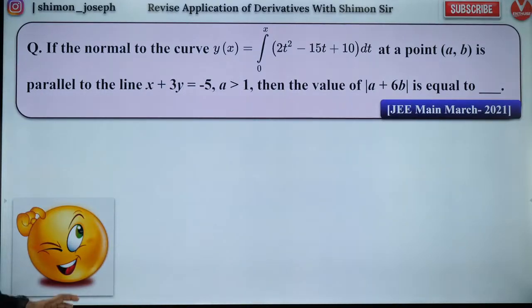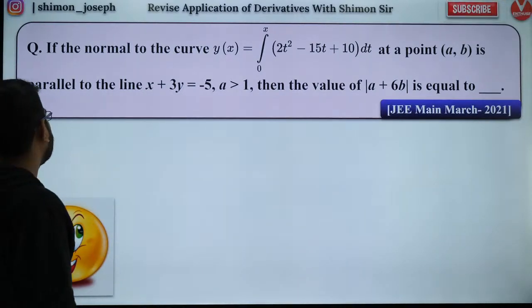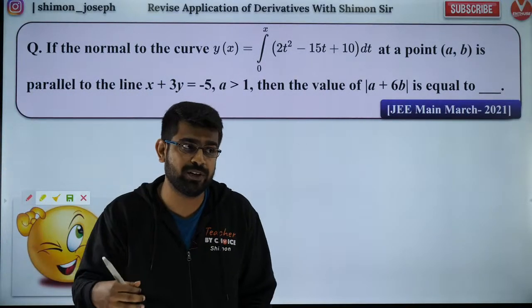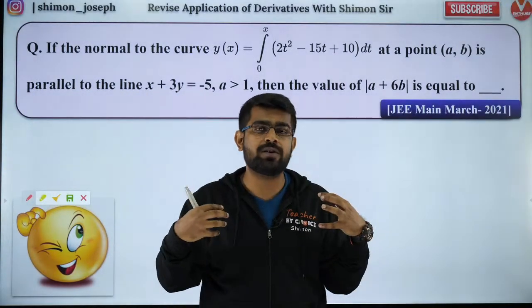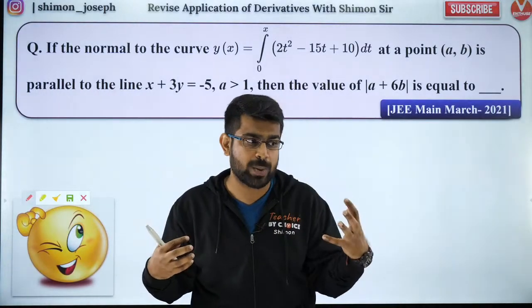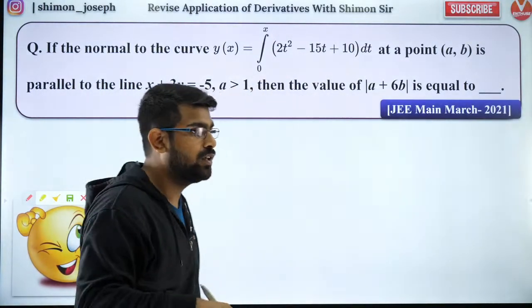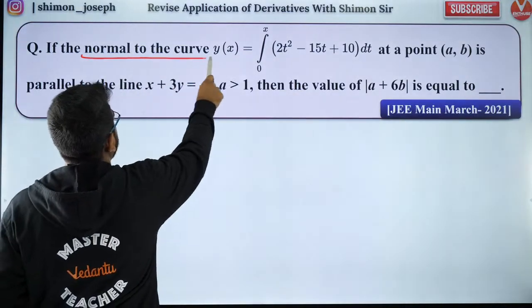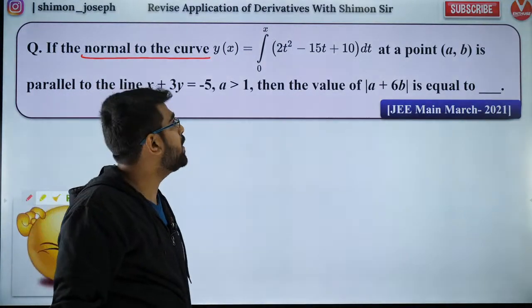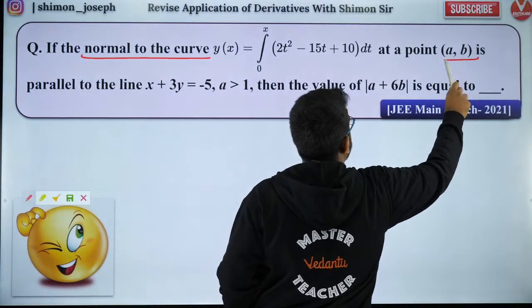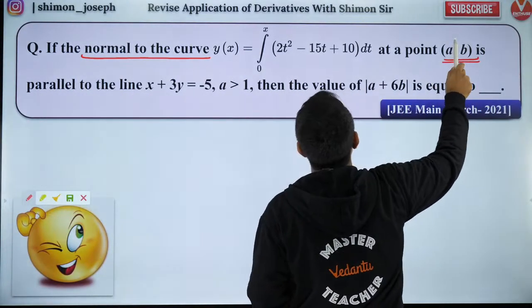Okay, so how do we solve this? Let me do it along with you guys. First of all, I will teach you how to solve. Listen carefully. You can try to learn from the way I am approaching the question. Got it? So please listen carefully, guys. If the normal to the curve y of x at a point a comma b, so this point lies on the curve.